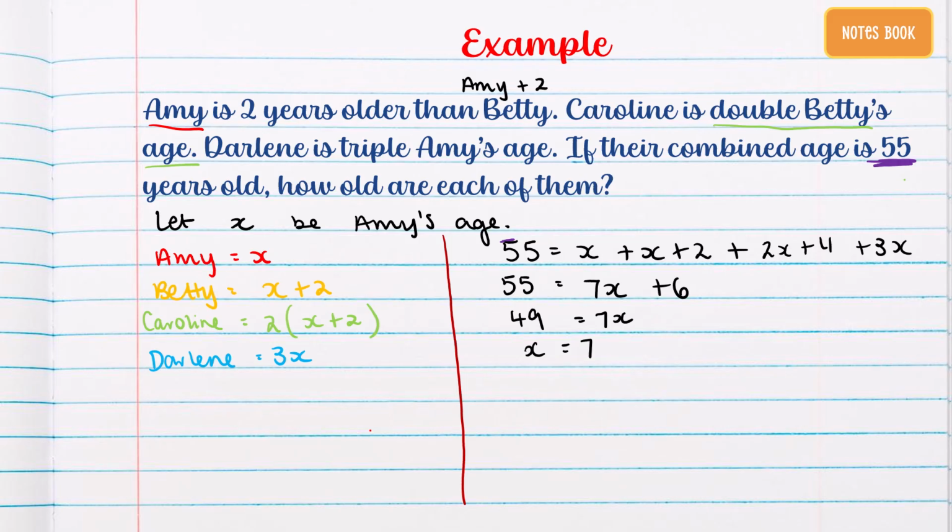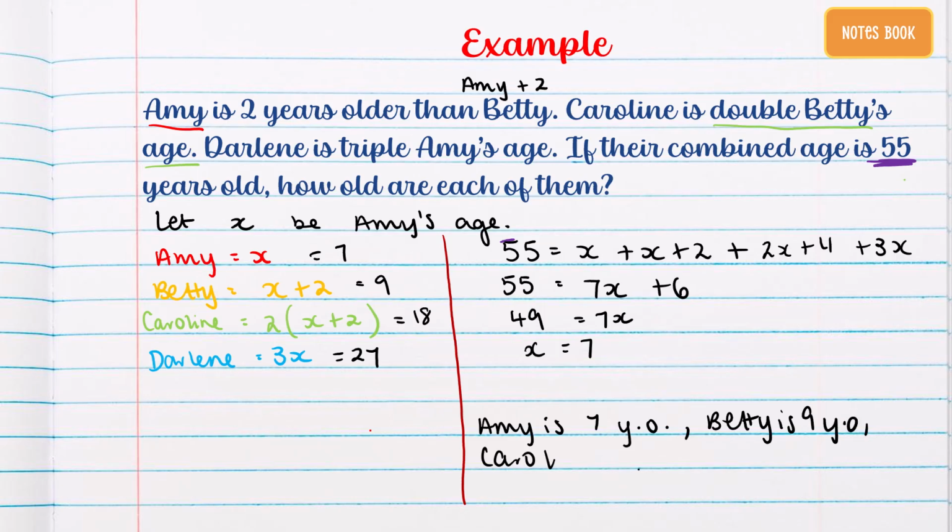Okay, so Amy is equal to 7, Betty is equal to 9, Caroline is equal to 18, and Darlene is equal to 27. So Amy is 7 years old, Betty is 9 years old, Caroline is 18 years old, and Darlene is 27 years old.